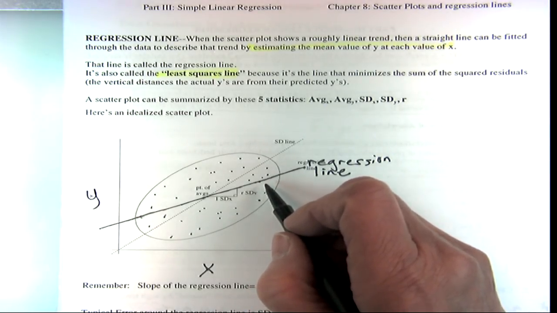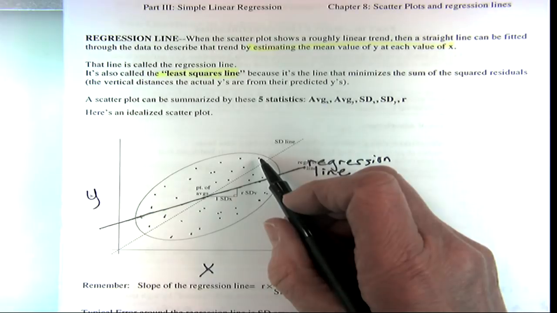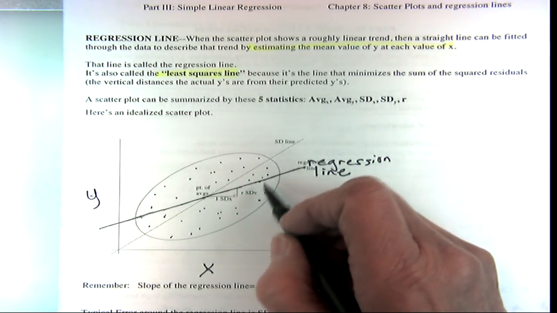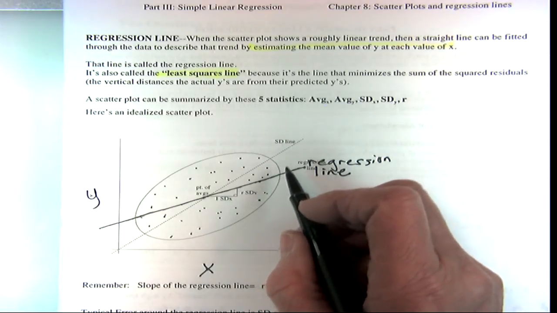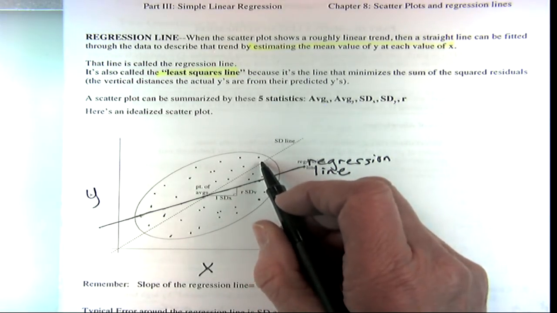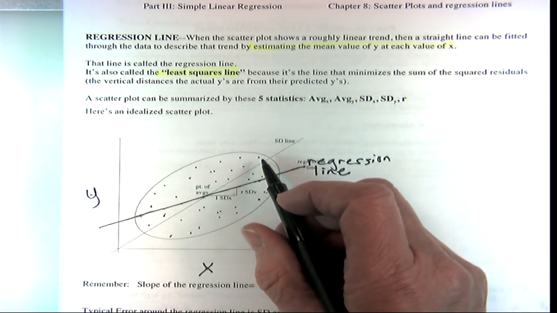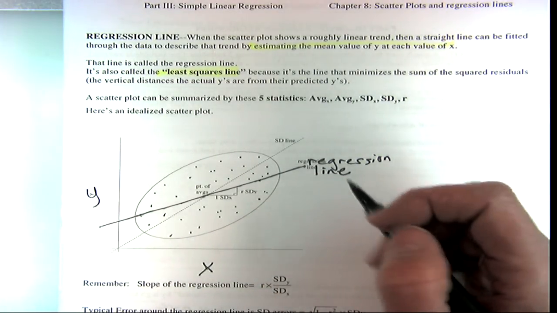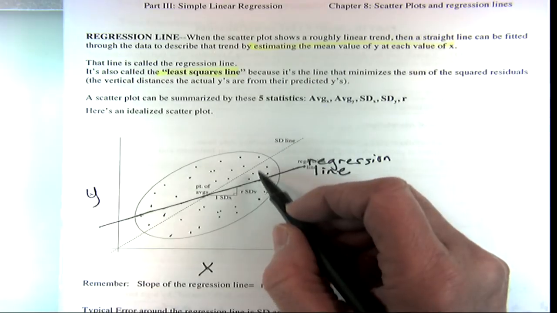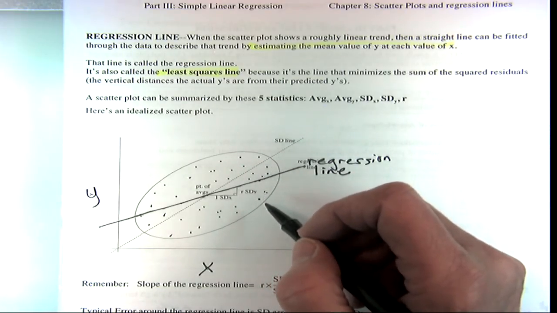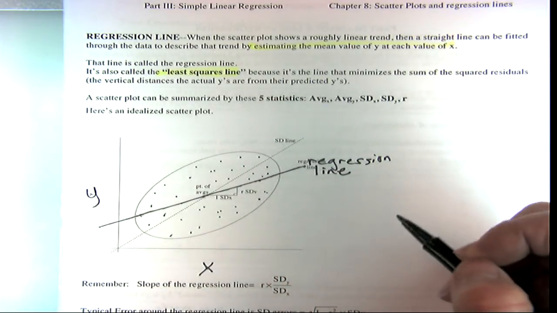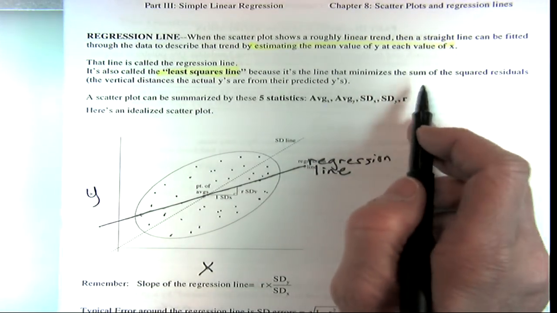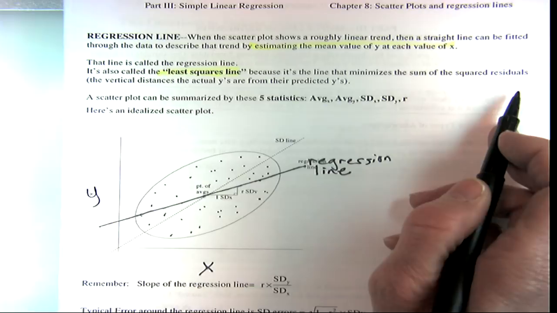So it minimizes the, not the average error, because there's positive and negative and they'd average out to 0. But once you square those errors, then the average squared, then it would minimize the squared errors, okay? It minimizes the sum of the squared errors.